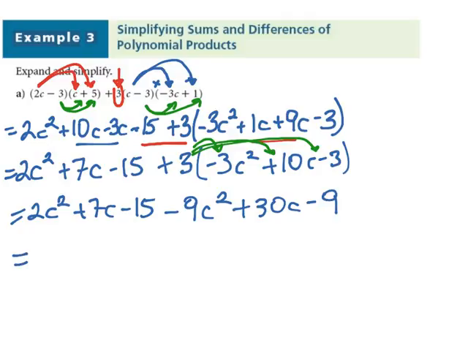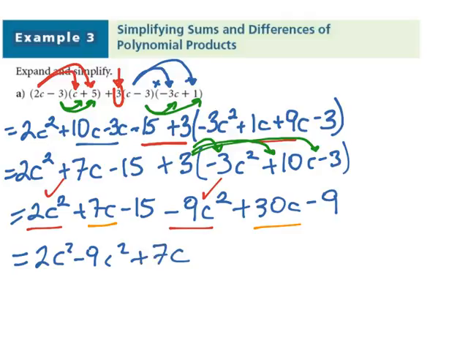Now we have to simplify. Let's bring all the common terms together, and let's recognize them first. We have 2c squared and negative 9c squared. So let's bring them together: 2c squared minus 9c squared, and give yourself little check marks that you've used those. Also, we know that there are c terms, and let's bring those together as well. So we have positive 7c and positive 30c. So those are done.